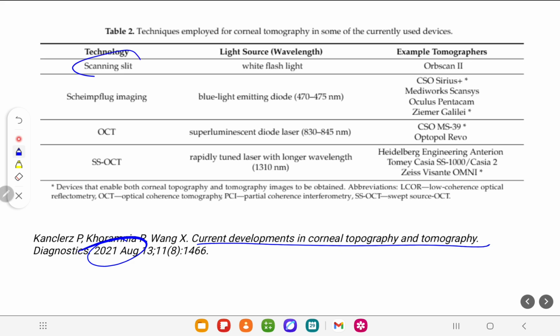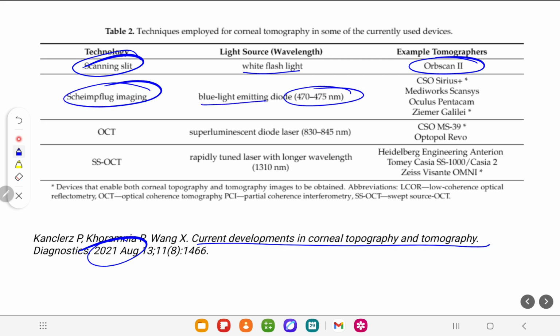See, slit scanning, as I've already discussed in the previous. So the light source is a white flashlight, and that's called Orbscan II. So it's the first instrument now that gives the posterior signal. Scheimpflug imaging: normally it is a blue light emitting diode at around this wavelength.